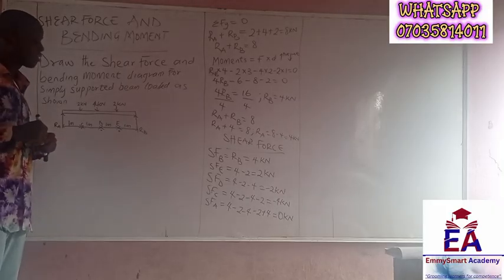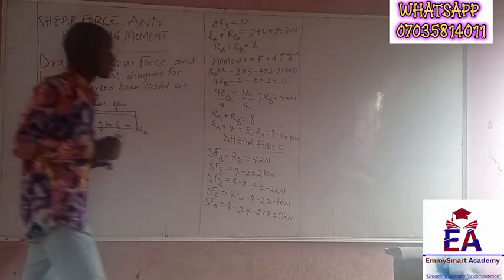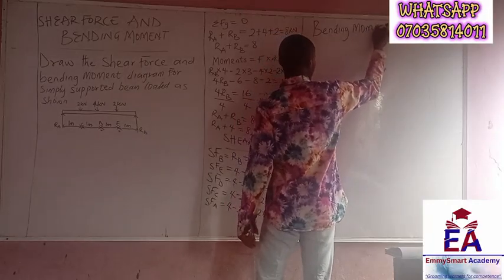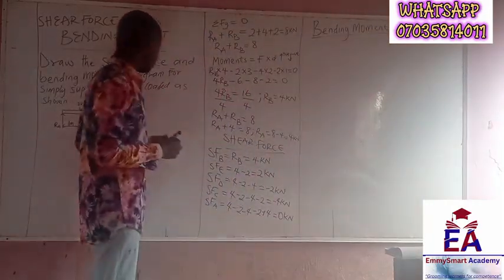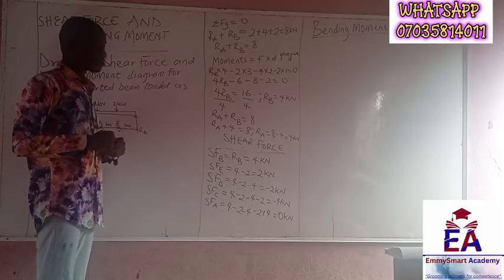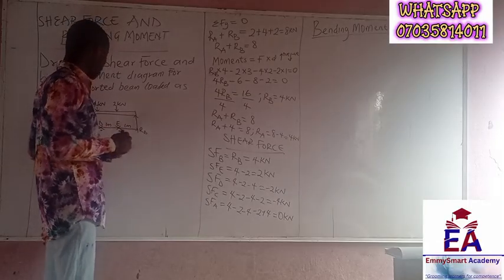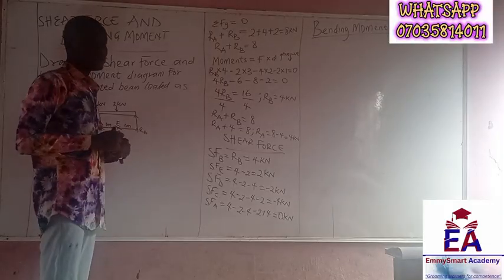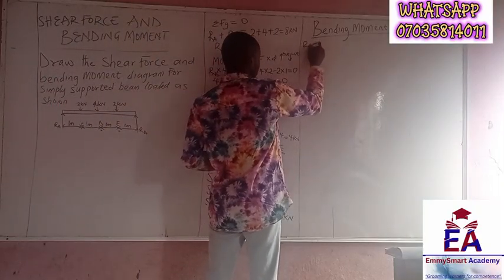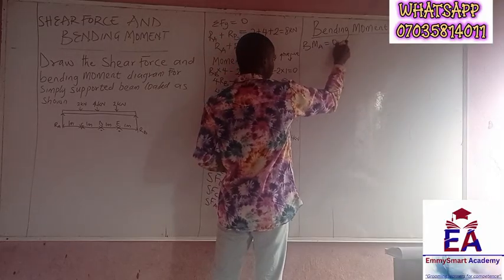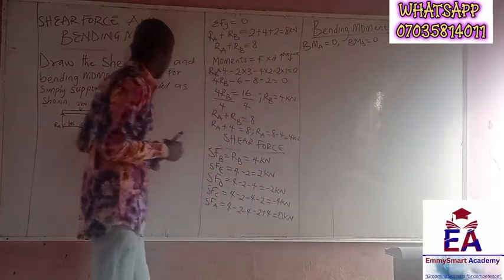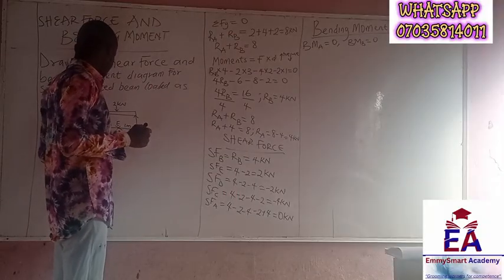Now the next thing is finding the bending moment. Okay, so bending moment. Remember we said that moment has to do with force times distance. So bending moment at both ends is equal to 0. Bending moment at A is equal to 0, and bending moment at B is equal to 0. Okay, so now let's look at bending moment at point E.